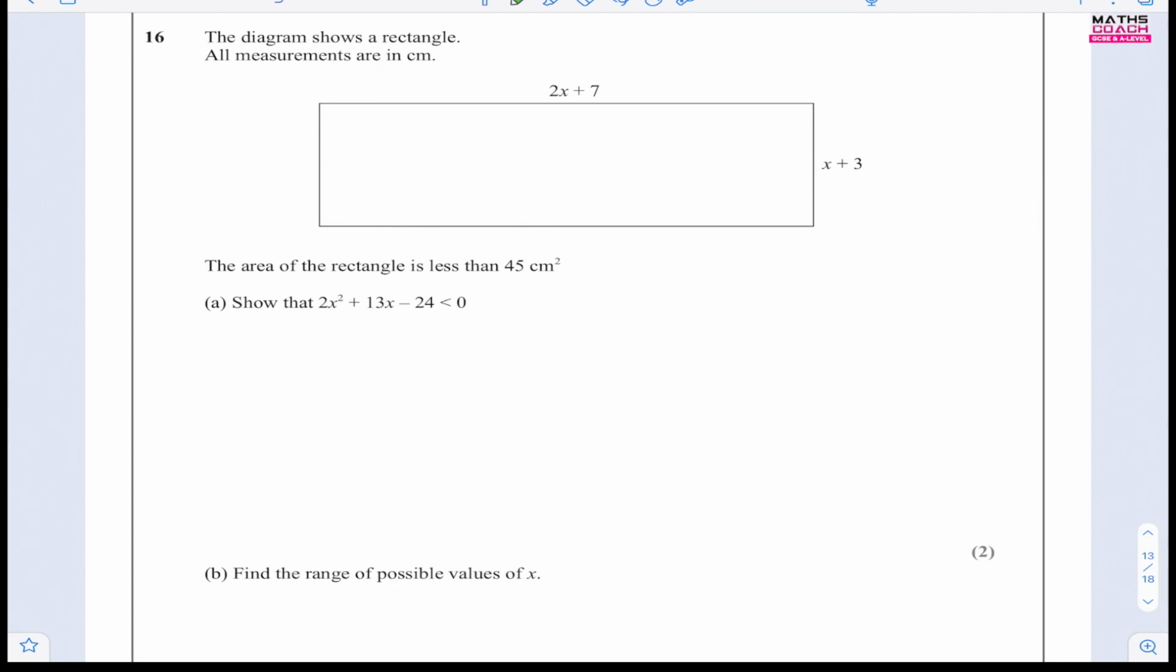Question 16. The diagram shows a rectangle. All the measurements are in centimeters. The area of the rectangle is less than 45 centimeters squared. Show that 2x squared plus 13x minus 24 is less than 0.